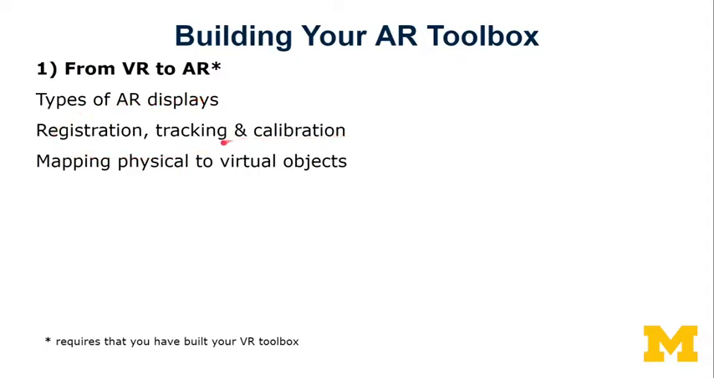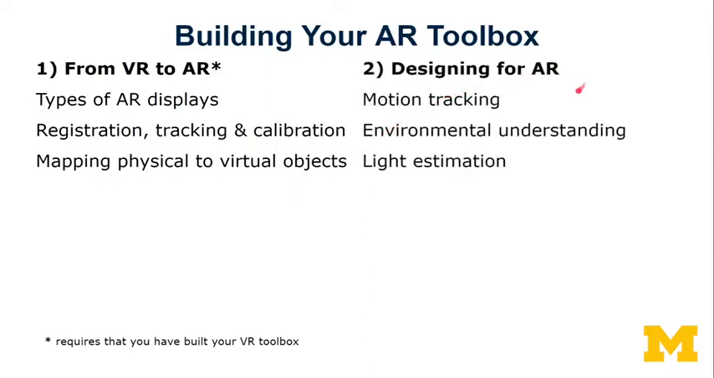Registration, tracking, and calibration. We're going to talk about those things. They come through, but these are more like things that the toolkit takes care of for you, so you don't have to concern yourself too much with it. And then we're going to learn about mapping physical to virtual objects. This is basically tracking, object recognition and tracking. So designing for AR, then we're going to learn about motion tracking, really how that works, environmental understanding, spatial mapping, and also semantic scene understanding. We're going to talk about that.